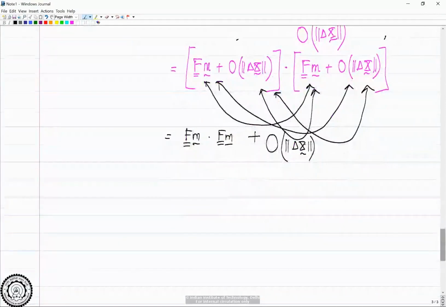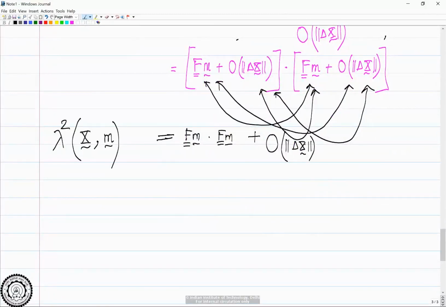So what is this? This is the formula for stretching squared for a line element which is in the direction of M and located at point capital X. So this is that formula. So for a general deformation, if I want to understand the stretching of a line element in the direction of M, then here is the formula.